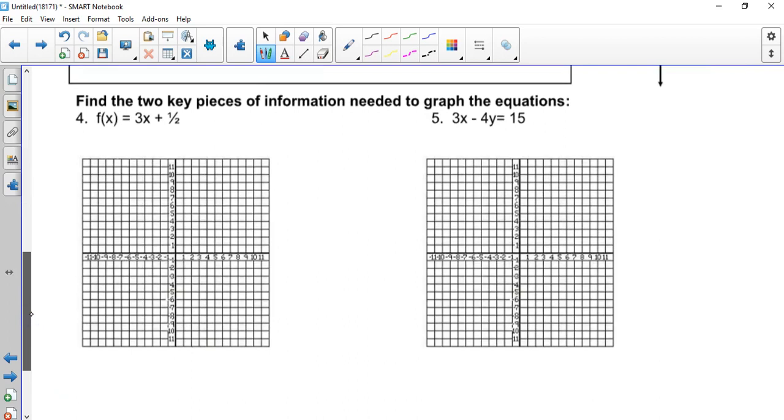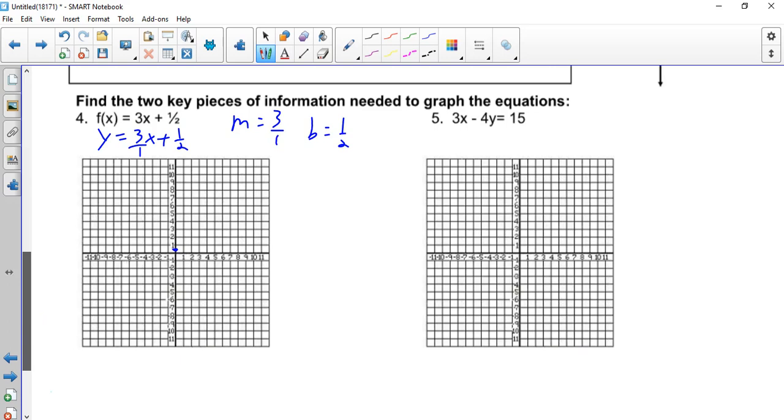Okay, so to graph these, we're going to see what the best thing to do is here. Well, remember, f of x is the same as y. So this, to me, looks like the best thing to do is slope-intercept form. So we go to 1/2, which is right here. Put it down at 1/2. And then we have a slope, m equals 3 over 1, and b equals 1/2.